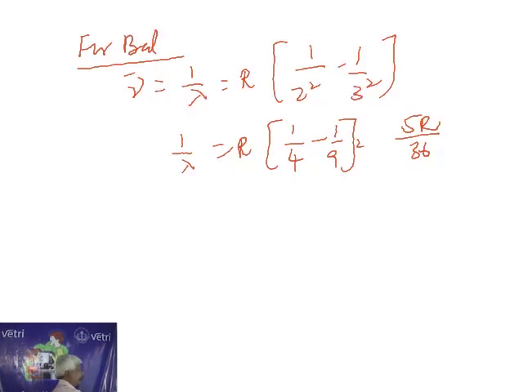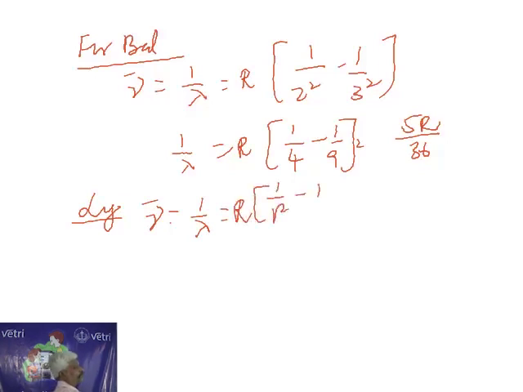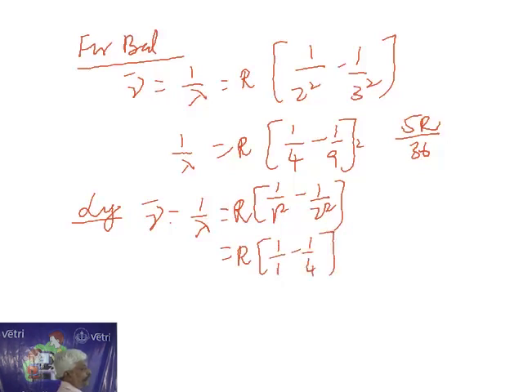Similarly, for Lyman series, everyone knows the transition of Lyman series, nu bar is equal to 1 by lambda is R into 1 by 1 square minus 1 by 2 square. That is the first member. R into 1 by 1 minus 1 by 4. Here also 4 is the LCM. 4 minus 1, 3. 3R by 4. Therefore, 1 by lambda.